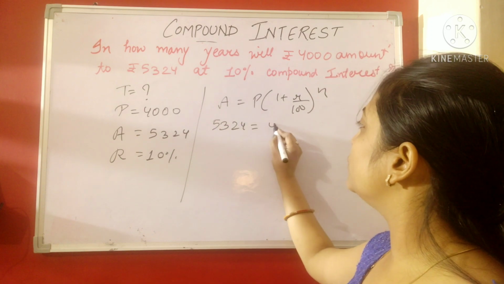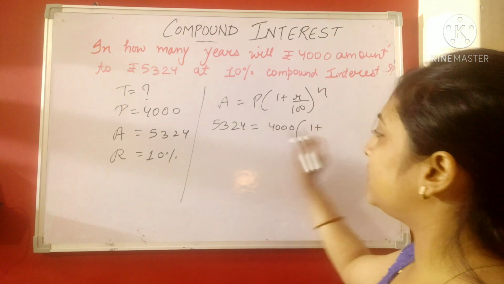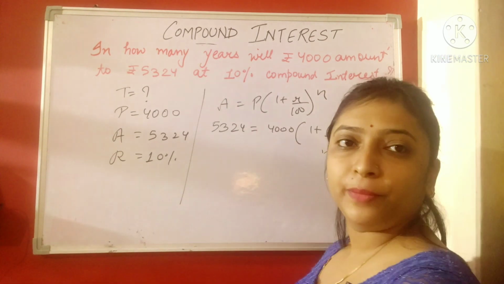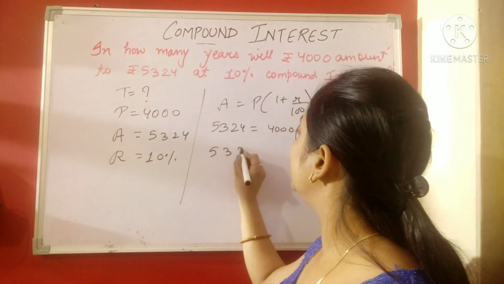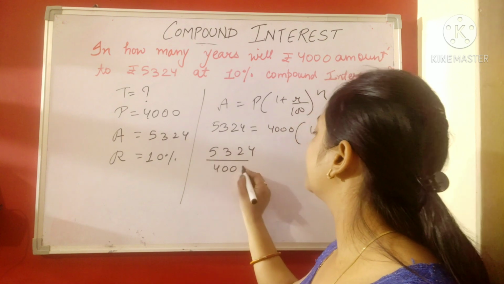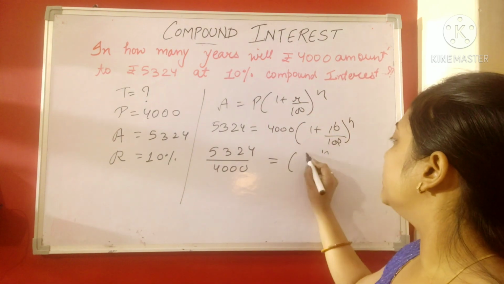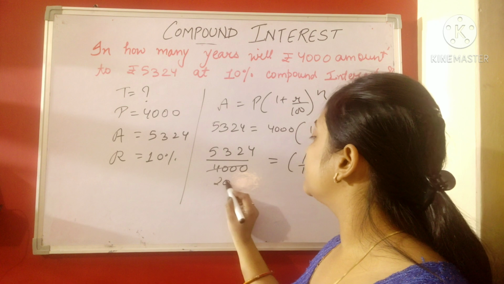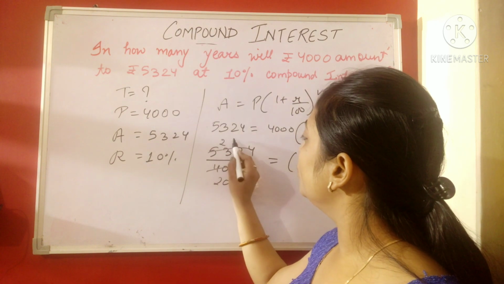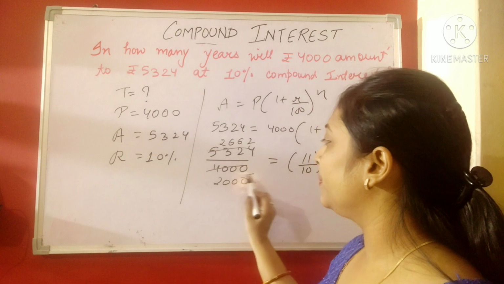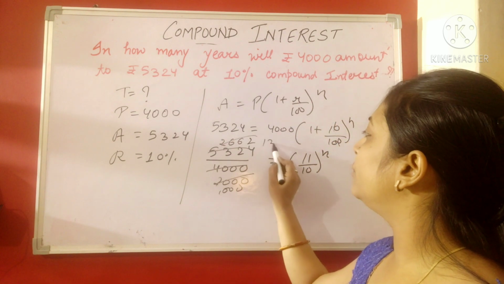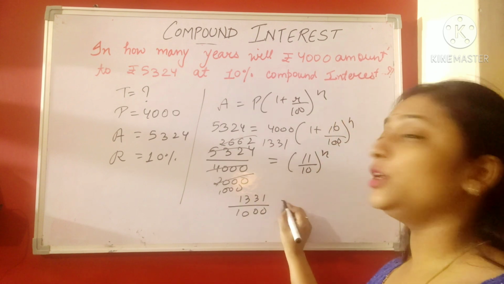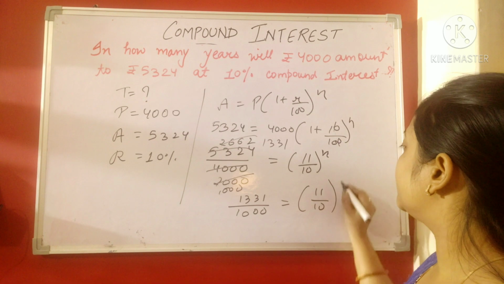5324 is equal to 4000. 1 plus rate is 10 over here, and power we don't know, time we don't know. We bring this 4000 down. 5324 by 4000 is equal to, when we solve this, we will get 11 by 10. We have done that in the last question only. When we solve this, it will be 2662, 1000 and 1331. 1331 will be in the numerator, 1000 in the denominator, 11 upon 10 raised to the power.